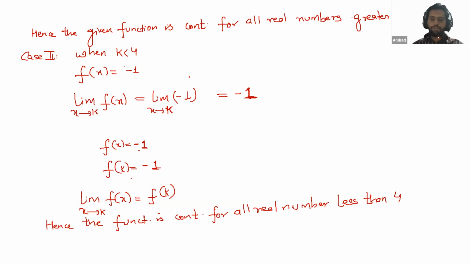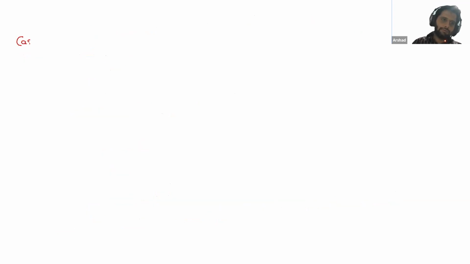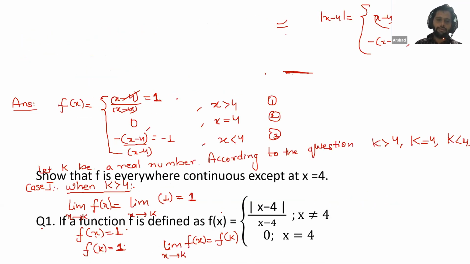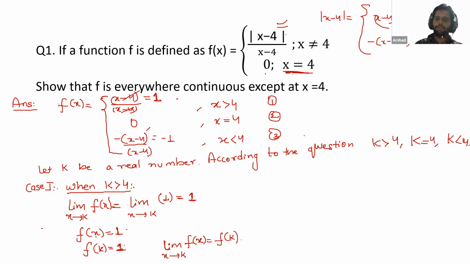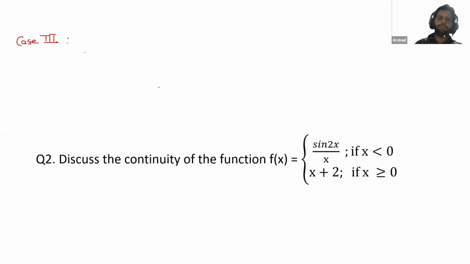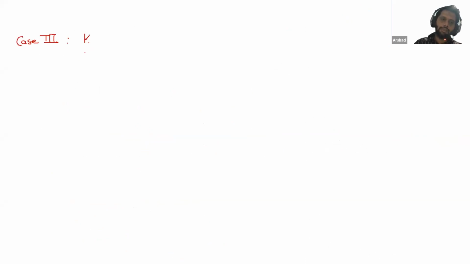Okay, very good. Now we will check the third case. If we check from the start, we have taken K greater than 4, equal to 4, and less than 4. So only this one is remaining: K is equal to 4. Now we have to check at this particular point.